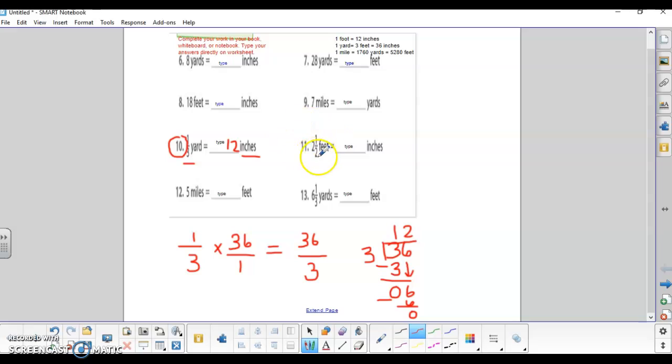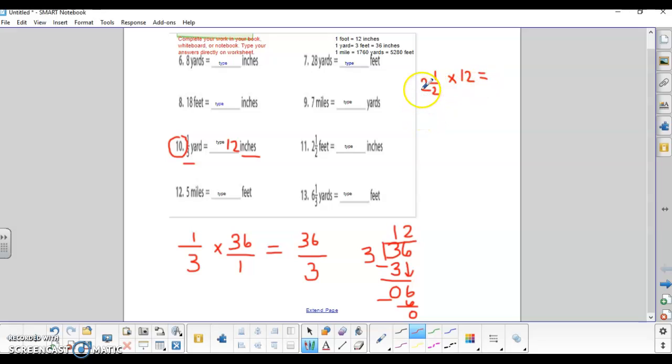Now, what happens if we have 2 1/2 feet equals how many inches? I know that in Mrs. Wilson's explanation that she had in her video, she did one that was similar to this. So if I come over here, 1 foot equals 12 inches. So we need to do 2 1/2 times 12. And you need to use the distributive property.